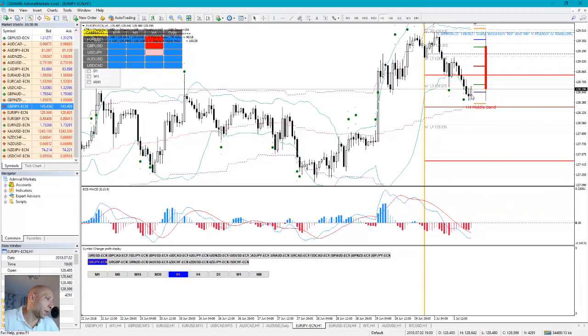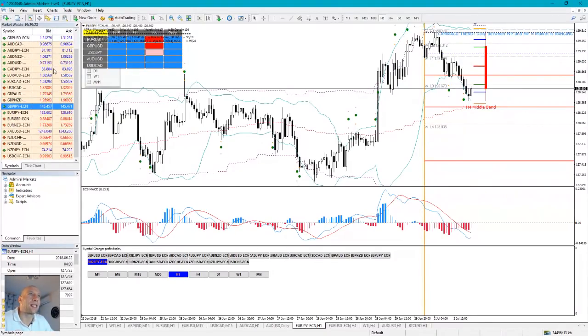Let me see if I have more questions. I'm seeing also questions. I'm checking also my phone here. A lot of questions and comments. I'm trying to reply to all. So yes, this could be a counter trend trade. Stop should go below the middle line, below 128.30.